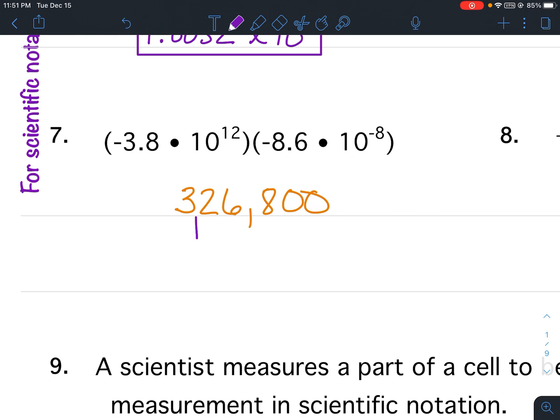Three is my first non-zero number, so the decimal will go after the 3. So we've got 3.268 times 10 to the, again, decimal's at the end. It's going to go between the 3 and the 2. There's 5 numbers in between.